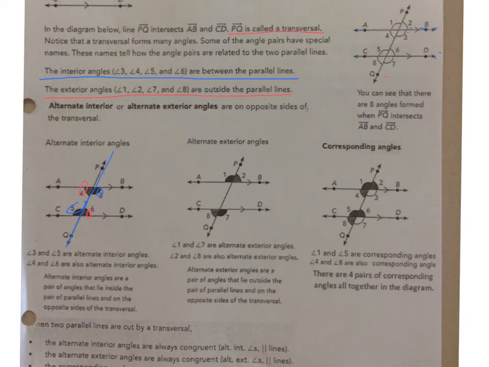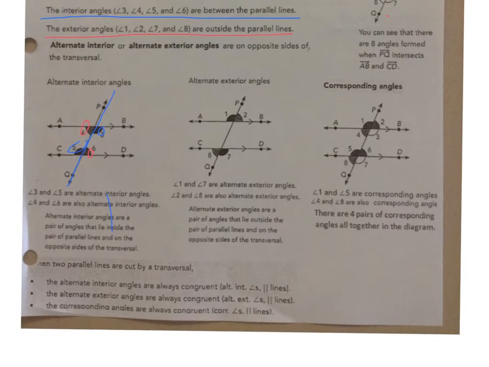Alternate interior angles are congruent. Okay, so I'm getting ahead of myself, so let me go over to this one, alternate exterior angles. All right, so they're outside of the parallel lines. So 1 and 7 are alternate. They're outside the parallel lines on opposite sides of the transversal. 1 is on the left, 7 is on the right, and then same thing with 2 and 8. They are outside of the parallel lines. 2 is on the right, 8 is on the left.